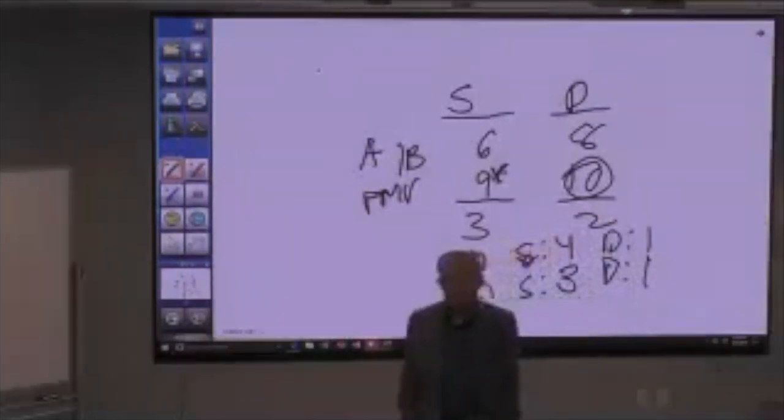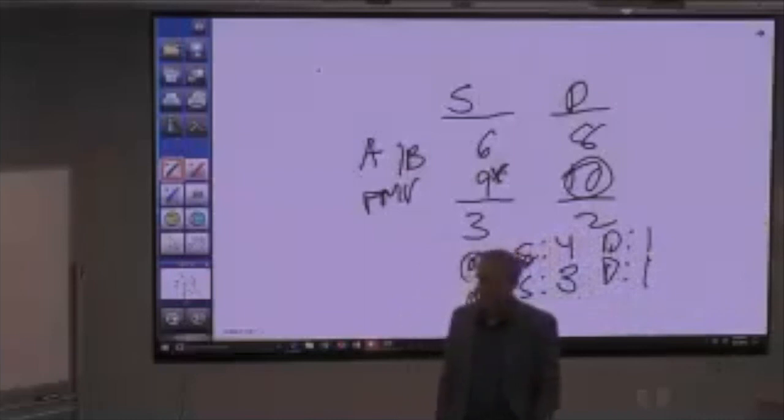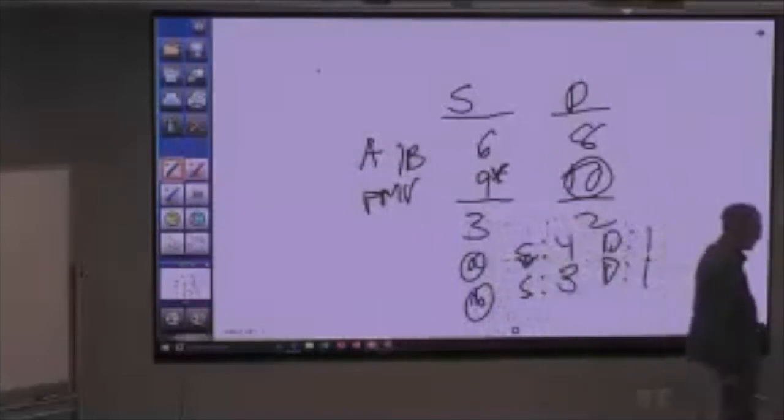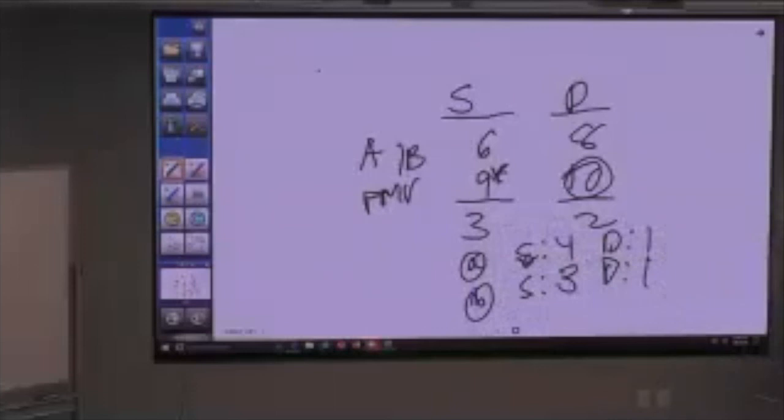We learned that 1031 exchanges are not taxable, right? There's no recognition event. What about exchanges between spouses? Taxable or not? Now, what's your authority? 1041.